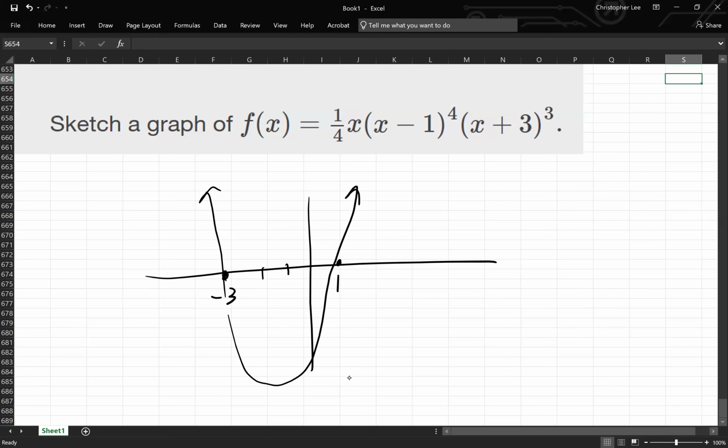The reason for that: x minus 1 to the fourth power, x plus 3 to the third power, plus someone else who's solo in the front. 4 plus 3, 7, plus 1, 8. So it's even. So I think the graph would look like that. Is it 100% right? No. It's going to look something like that.